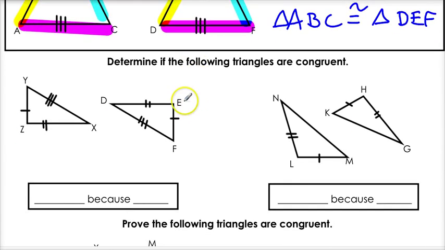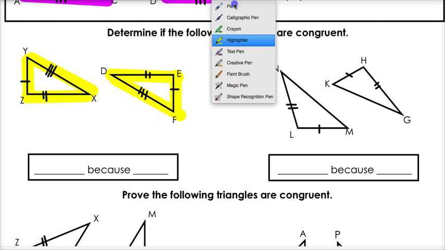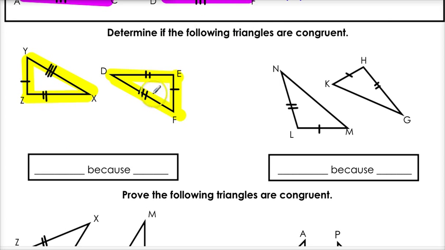Let's try this. We're going to determine if the following triangles are congruent. Let's look at our two triangles here. In our first one, and I like using a highlighter for this lesson, we'll see that YZ is congruent to EF. So we have one congruent side. We see that ZX is congruent to DE. So that's two congruent sides. And then we see that YX is congruent to DF. So since I have three congruent sides, I know that these two triangles are congruent.